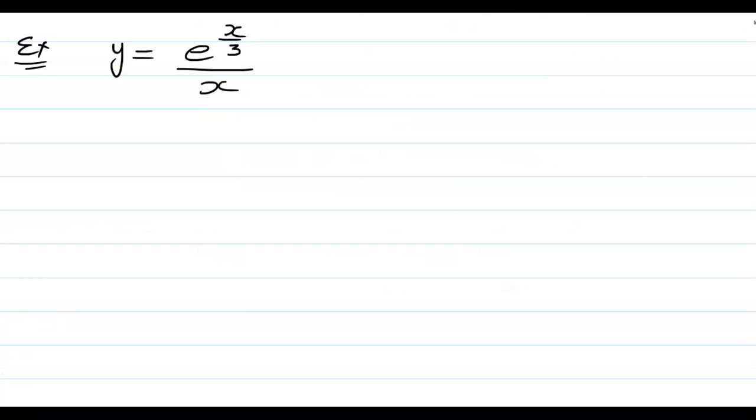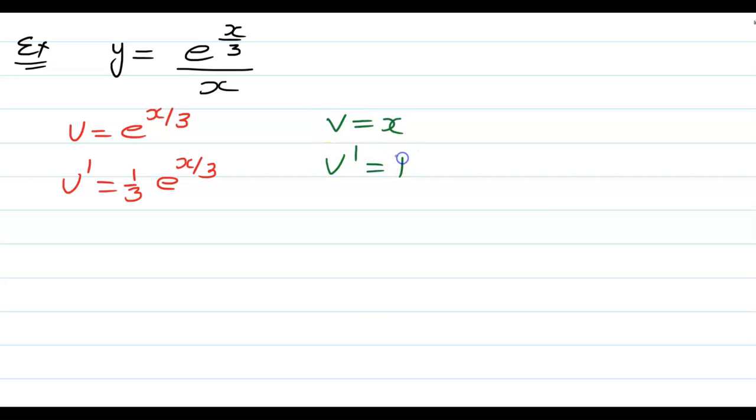So in this question you need to find dy over dx. So let's do it quickly and you can pause the video and have a go. Yeah, so welcome back if you have tried. So here u is e to the power x over 3. If we find u dash, then it will be 1 by 3 e to the power x by 3. Now what about v? V is x and v dash is 1.